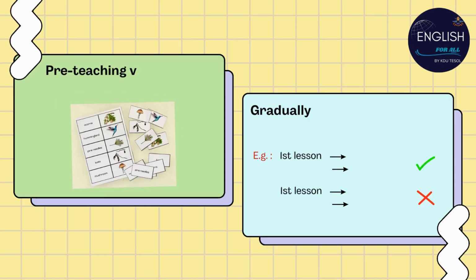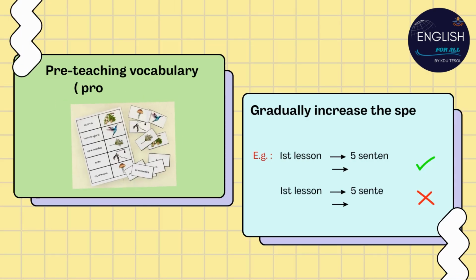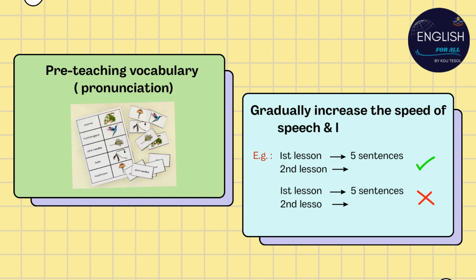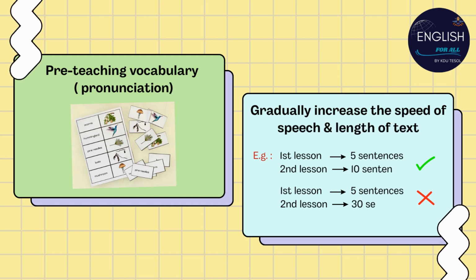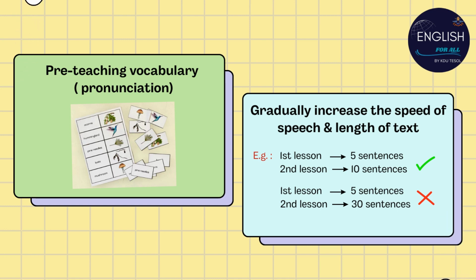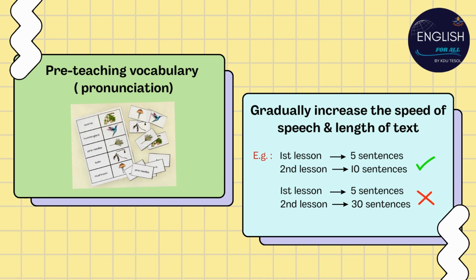Now, let's take a look at our third tip, which is pre-teaching vocabulary, including pronunciation. This step involves introducing and familiarizing learners with words and their correct pronunciation before diving into the main lesson. By doing so, you lay a solid foundation for comprehension.